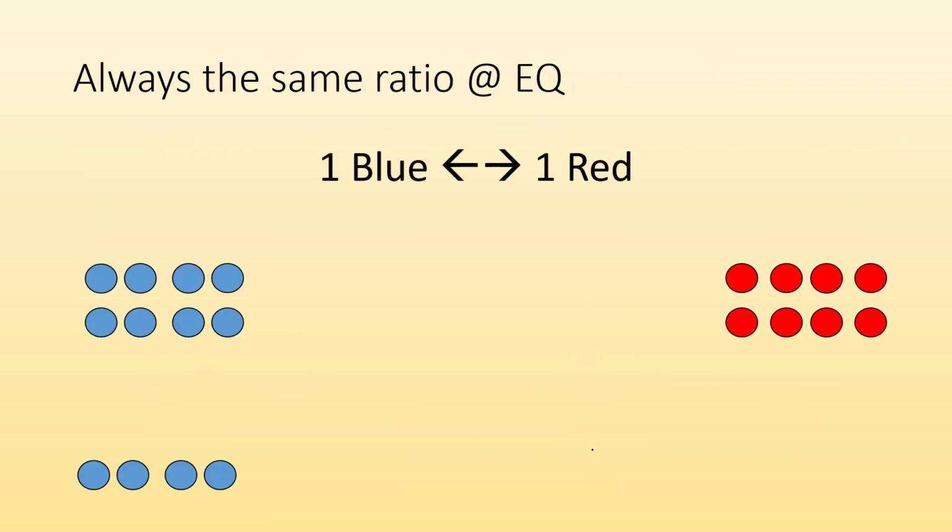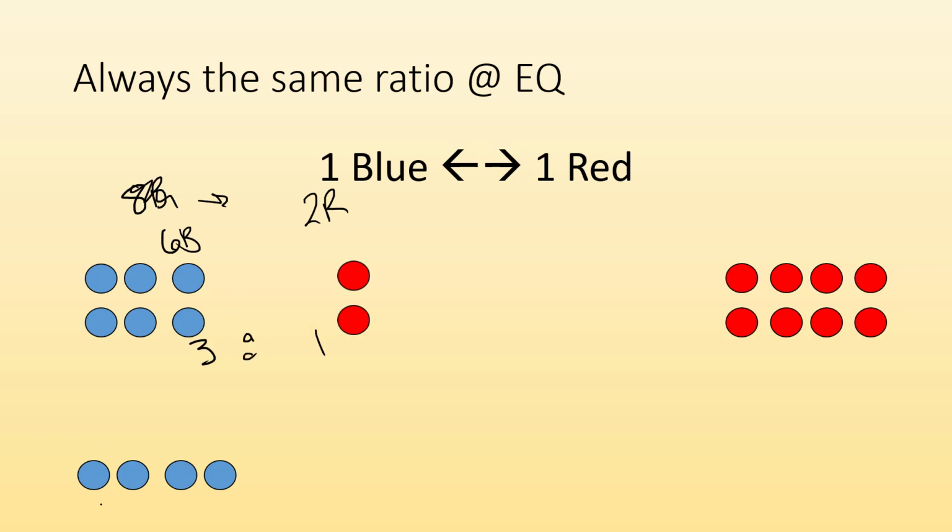So if this was my equilibrium, one blue with one red, it's always going to be in the same ratio. So here I started with 8 blue, and then I ended up making 2 red. So now I have 6 blue. And it's always going to be this 3-to-1 ratio. So here I'm starting with 4 blue, but you can see it's still in this 3-to-1 ratio once it reaches equilibrium.